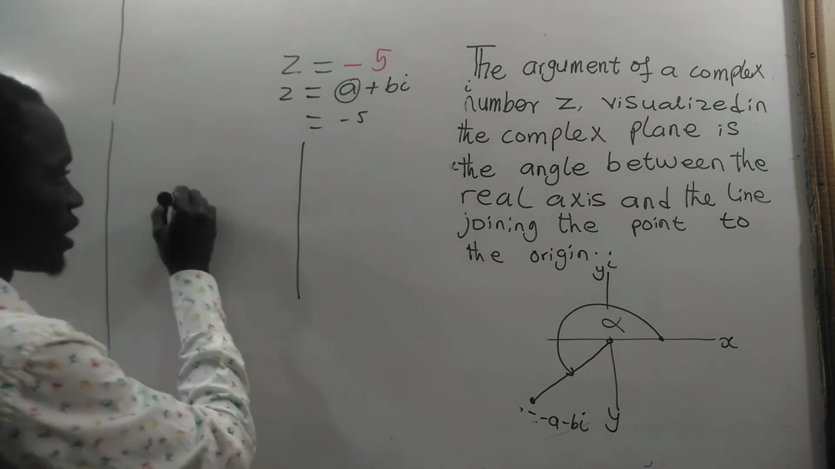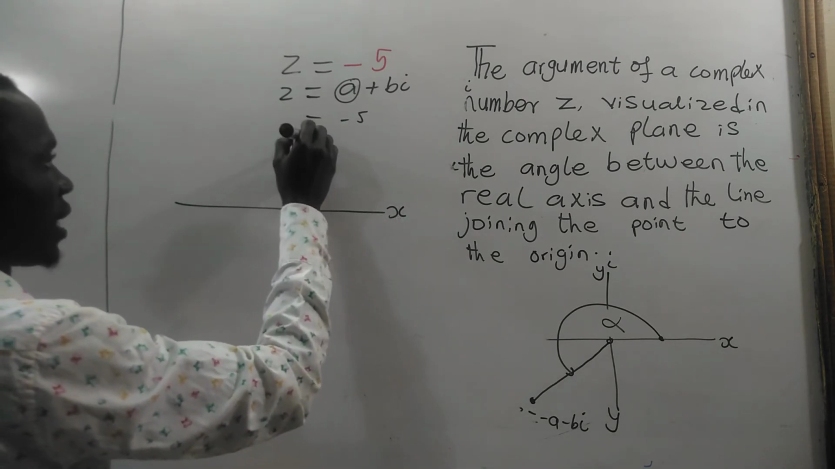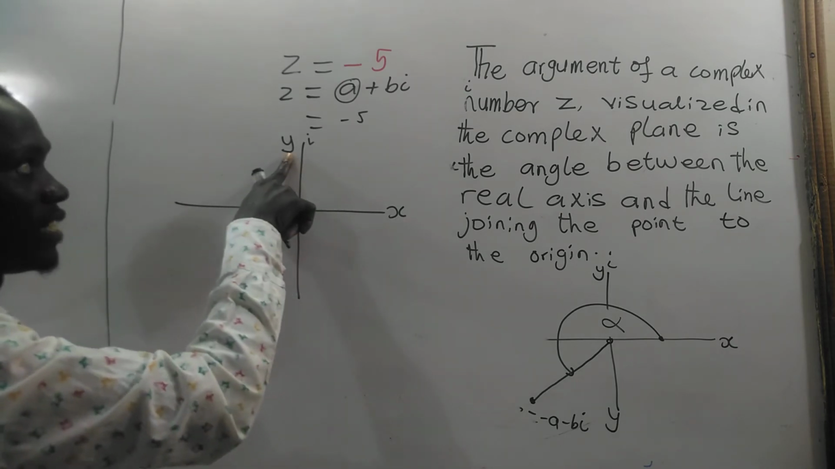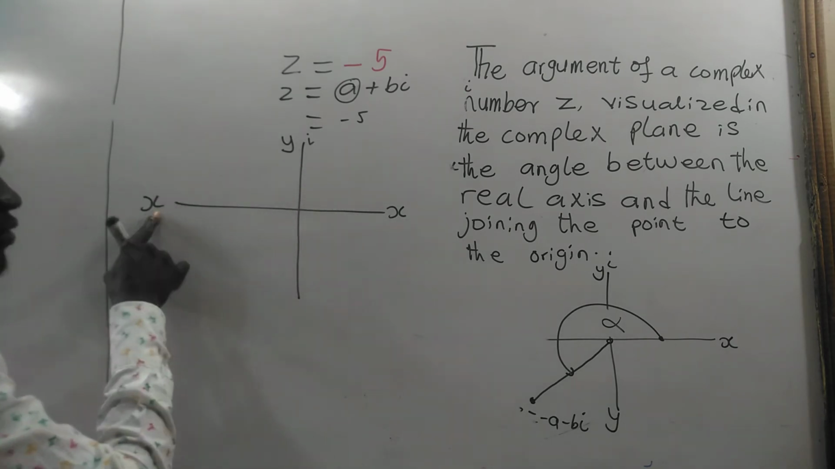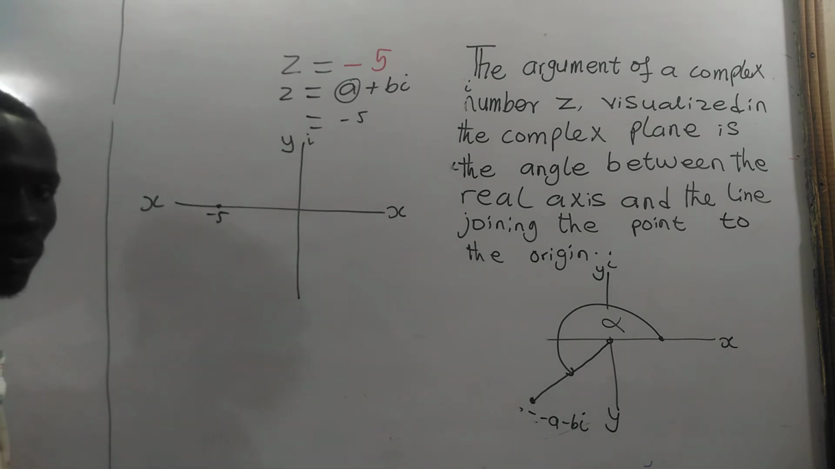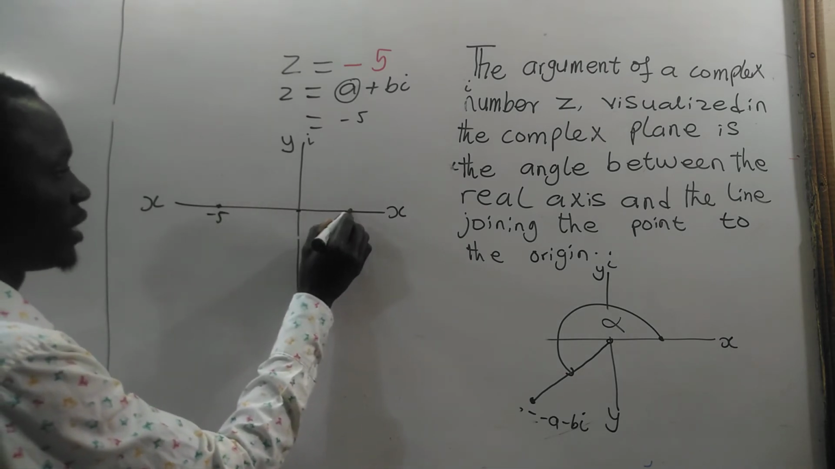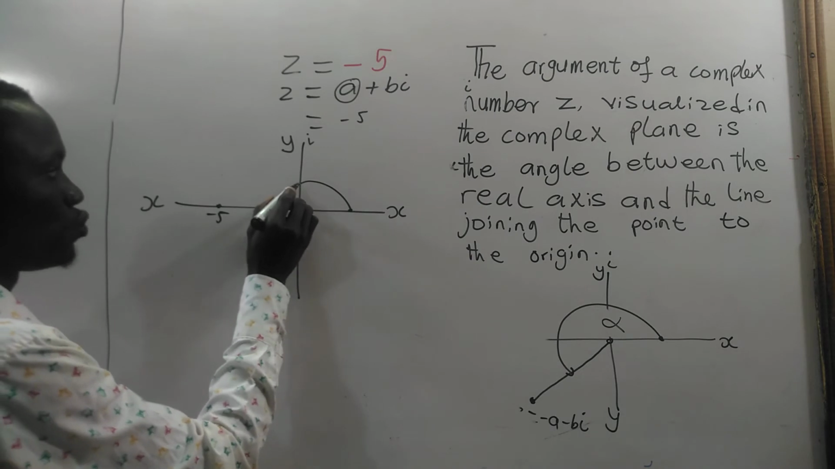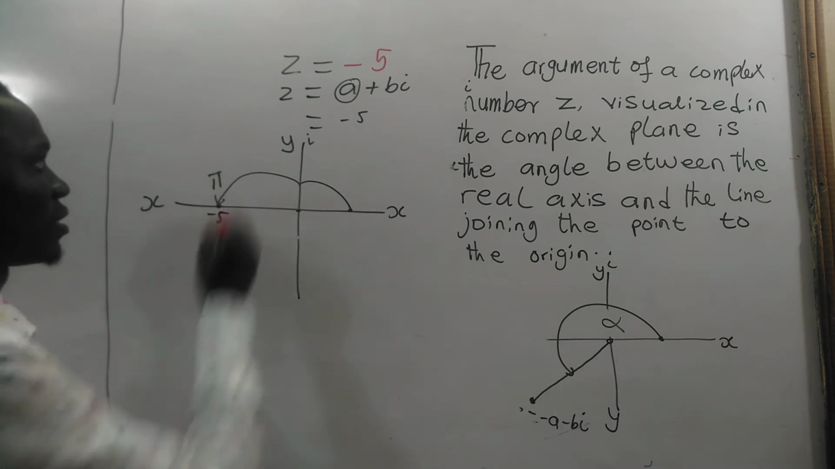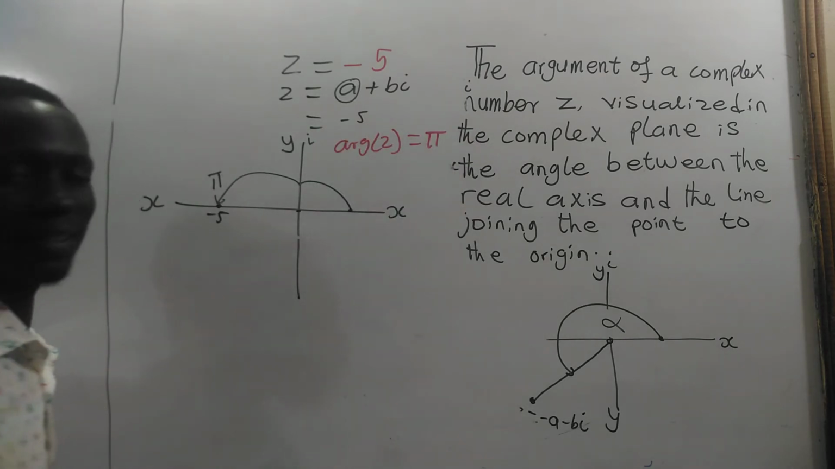So if we draw the complex plane, we have the positive imaginary part, the positive real part, and here is the negative real part. So we put -5 here. Very simple. So there's a line joining z and the origin. So we measure from here pi on 2 to here, that is pi. Very simple as that. So here the argument of z is equal to pi.